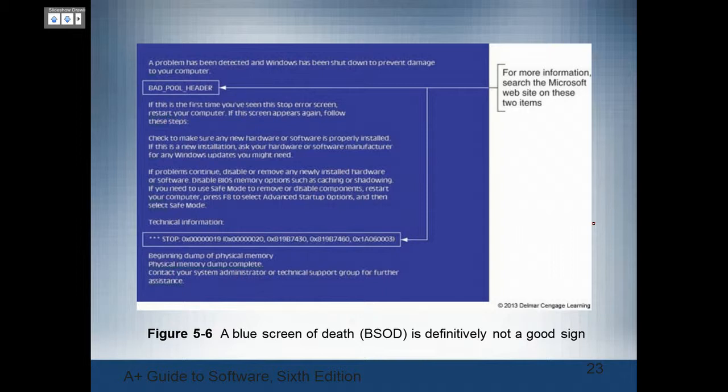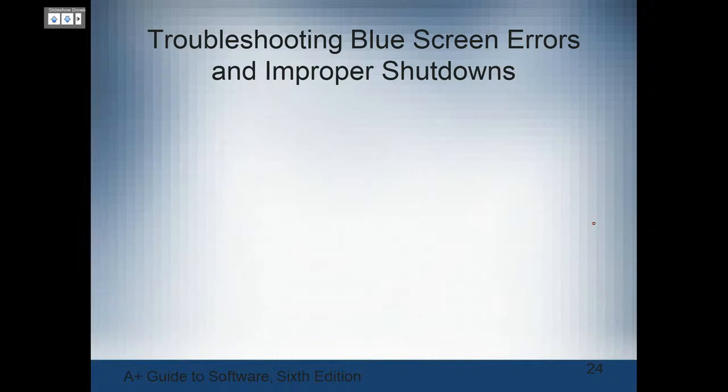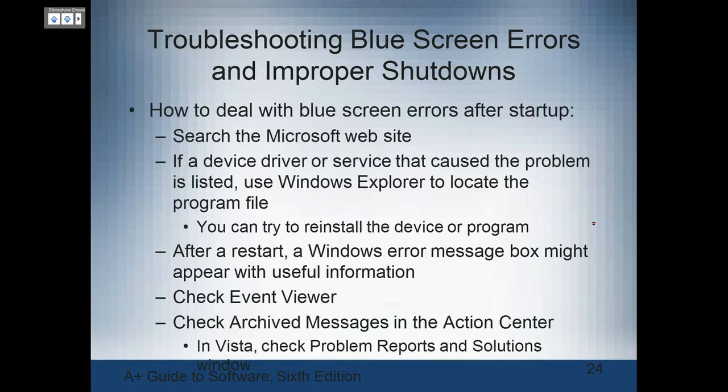But if Windows is running normally and all of a sudden these things start happening, it's probably going to be some sort of a major failure on the motherboard, or something got installed that Windows doesn't like very well. That's one of those bad applications that does nasty stuff to us. If the device causing the problem is listed in the Windows Explorer, locate the program file, all sorts of things. Check the event viewer. Always check the event viewer.